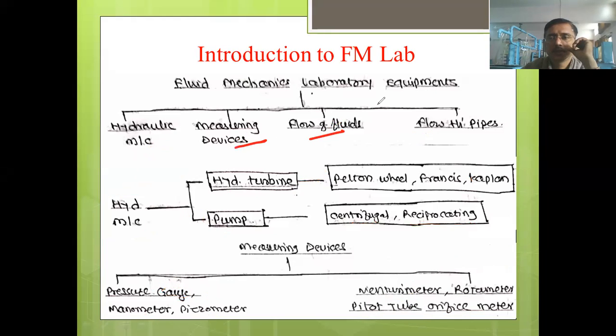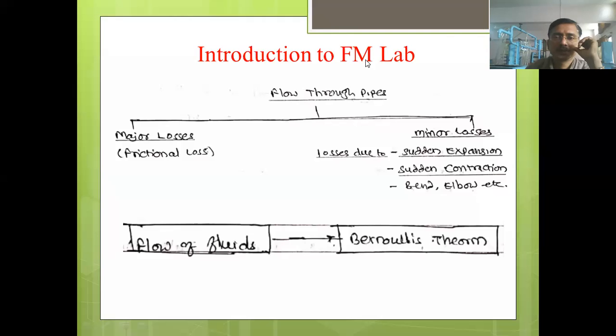Flow of fluid. Again, for flow through the pipes, we can classify the devices as major losses, that is, frictional head loss due to friction. Here we find out the coefficient of friction for different pipes like GI pipe, EMS pipe, and PVC pipe. Different pipes are there for different pipe materials. What is the coefficient of friction f that we measure here? Then we have another device, the setup for finding the minor losses.